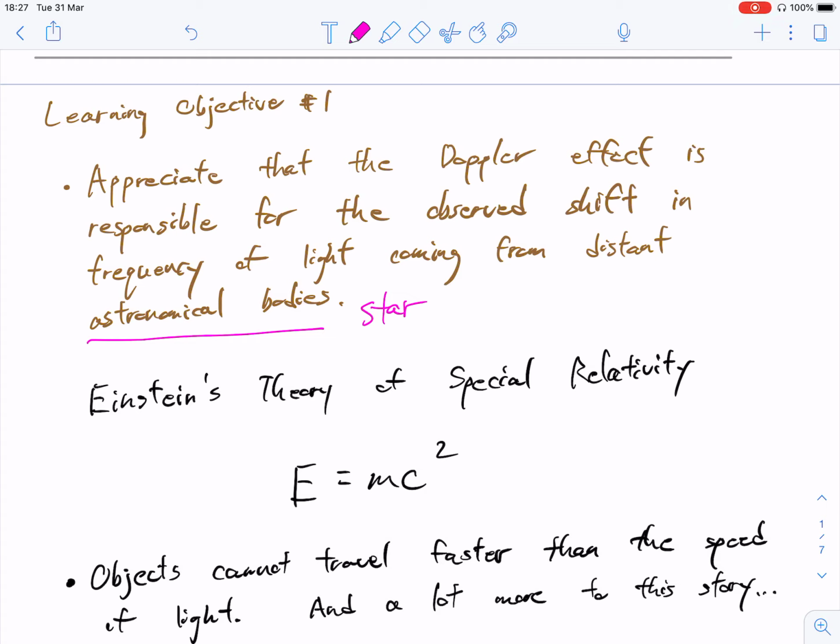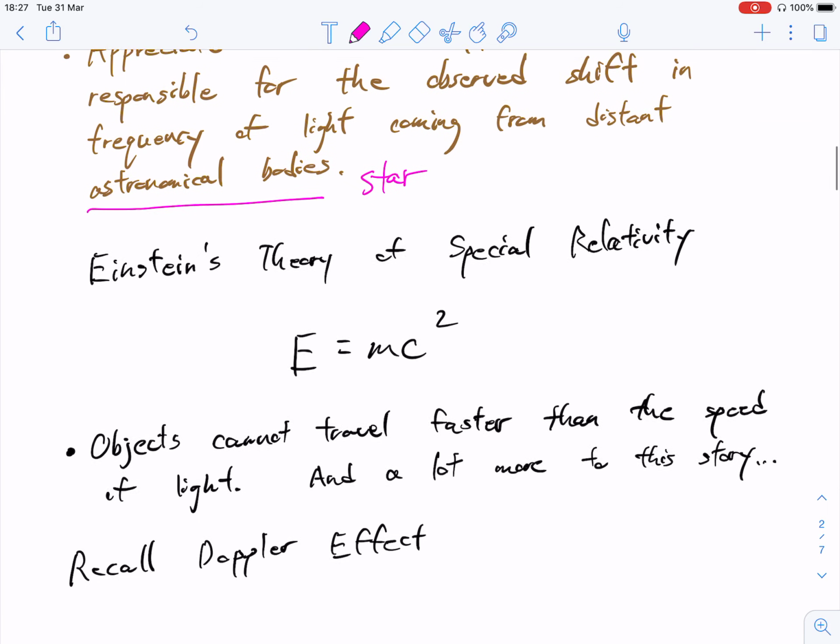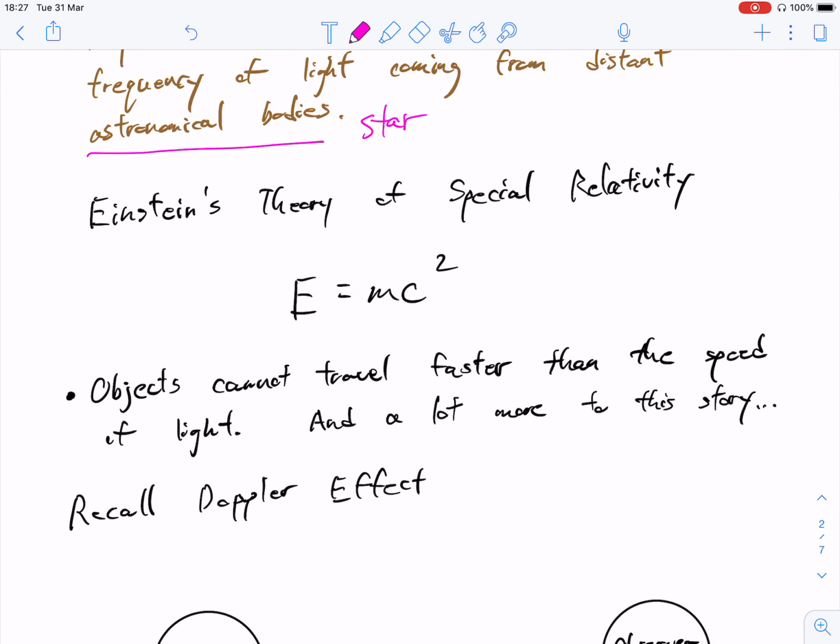So one of the special things about the theory of relativity, or E equals mc squared, is that it states that objects cannot travel faster than the speed of light. There's no why. Well, there is a why, but we'll get into that a little bit later.